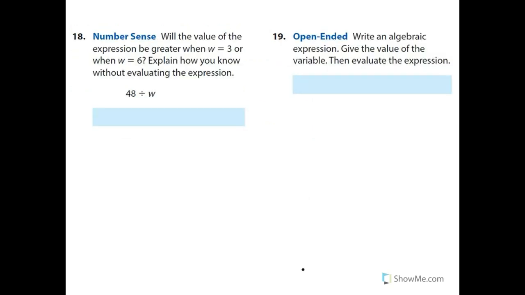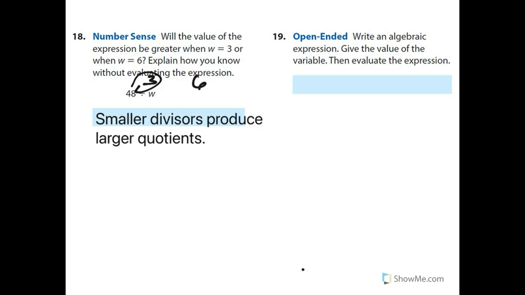Alrighty, let's look at some number sense. Would the value of the expression be greater when w equals 3 or when w equals 6? Explain how you know without evaluating any expression. Well, w would be 3 or 6, so we'd be dividing by 3 or dividing by 6. Which one would be greater? Well, the 3, right? And here's why. Smaller divisors produce larger quotients, right?